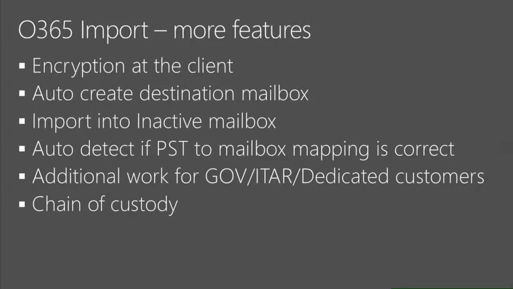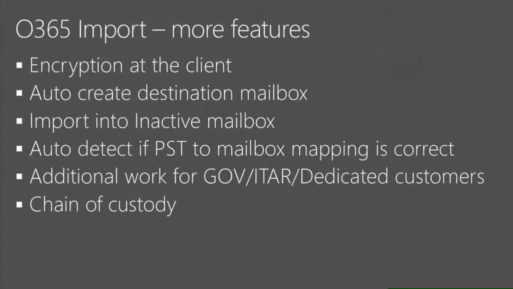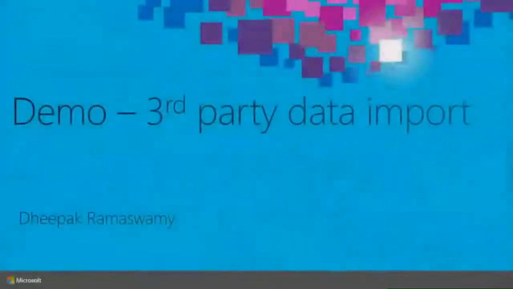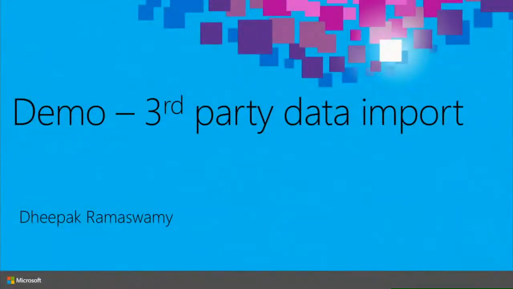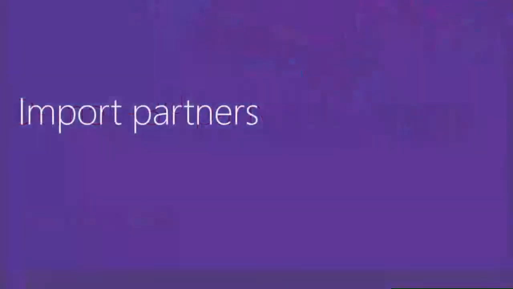If you're a government customer or an ITAR customer or a dedicated customer, we've got some work coming for you, mainly because we use Azure Public Cloud now, but we are also launching this feature on Azure Fairfax, which is the government equivalent of Office 365 GCC. And then finally, chain of custody. We are also working on that. We'll make sure that we give you a full chain of custody report on all the files and all the items.